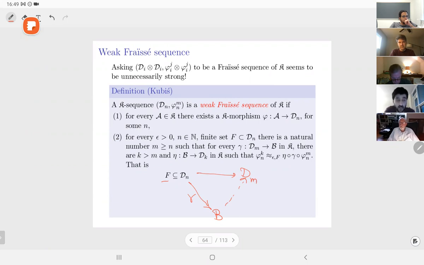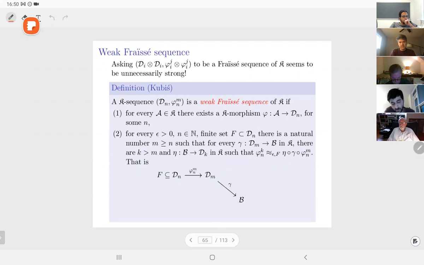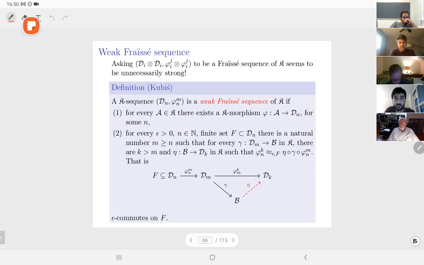But here, maybe I cannot do that. What I can do is find m large enough such that if you give me a gamma, a K morphism into some object B in the category K, then I can go back and absorb this map. Now, what's the difference? What I'm saying is that this diagram commutes, meaning that going from here to here to here is the same as going all the way to here. So this is in fact strictly weaker than being a Fraïssé sequence. There are examples of weak Fraïssé sequences that are not Fraïssé sequences.